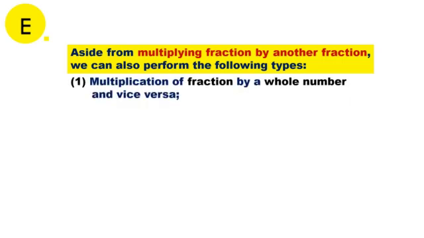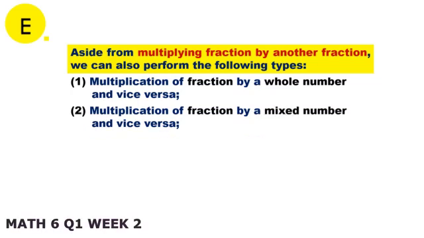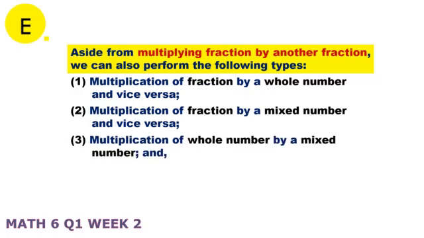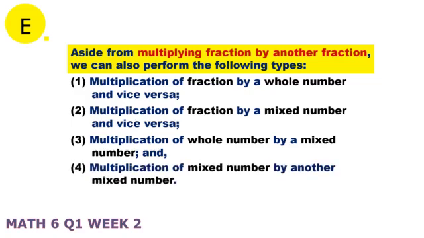Aside from multiplying a fraction by another fraction, we can also perform the following types. Number 1. Multiplication of a fraction by a whole number and vice versa. Number 2. Multiplication of a fraction by a mixed number and vice versa. Number 3. Multiplication of a whole number by a mixed number. And number 4. Multiplication of a mixed number by another mixed number.